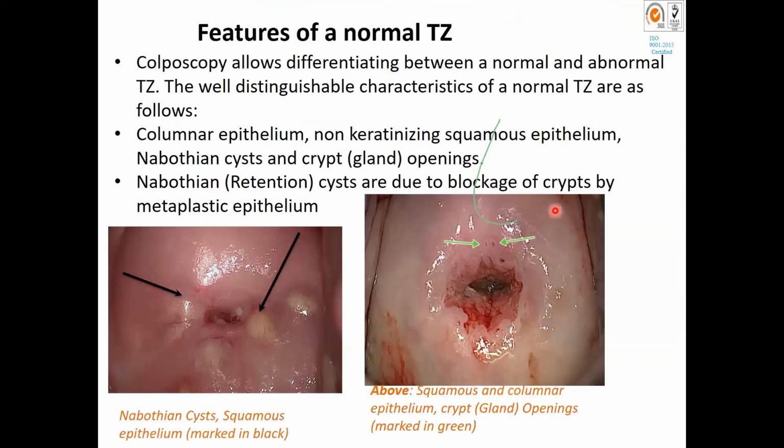That is metaplasia taking place. Now, when we look at this, these are what we need to look at when we are looking at the transformation zone, because that is the point where we need to check whether we are having an abnormality or not, whether we are having a lesion or not. So what do we need to see to know that we are in a transformation zone? One thing you can see, there are things that look like pus-like pustules. These are not pus, but this is a normal cervix. These are called Nabothian cysts. How do they come about?